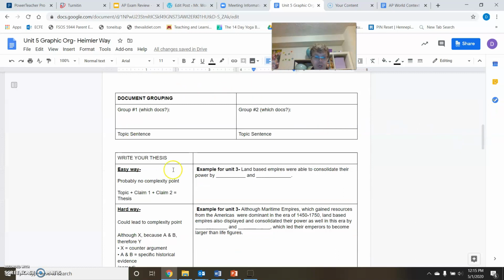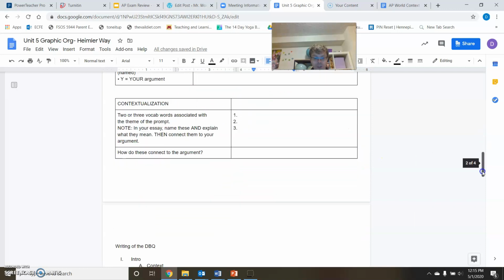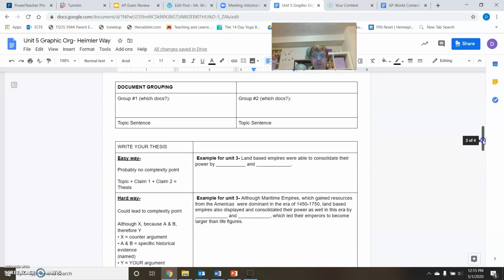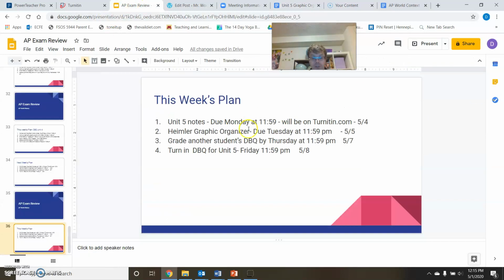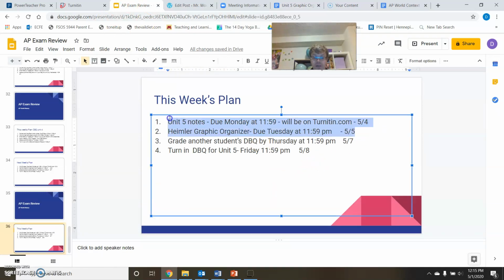And then group your documents into which 2 topics that you're thinking about. And then do your thesis statement. Now, when in doubt, look at your old DBQs, exchange with someone, make sure you look at them. Make sure you look at someone else's DBQ. Make sure you look at your past DBQ before you write this one. This one is going to be due on Friday, but let's take a look in the short term. Have your graphic organizer completely done by Tuesday at 11:59.